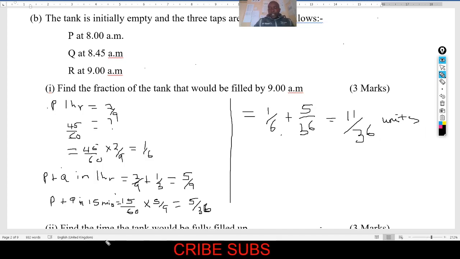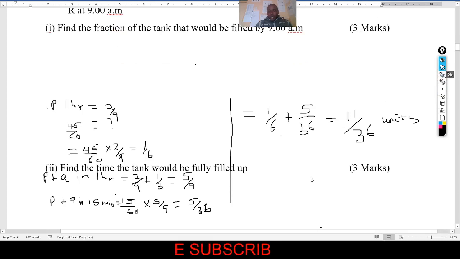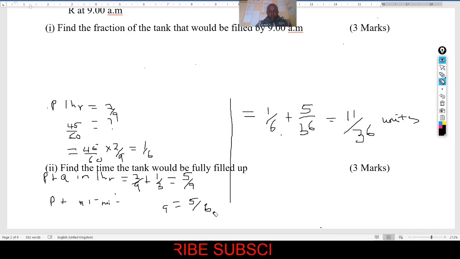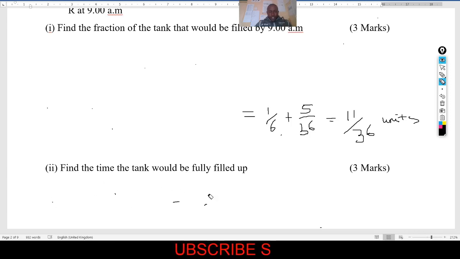That is the fraction of the tank. Now then, we are asked that we shall use all this that we have found here to handle this other question here. We are asked that we find the time the tank will be fully filled up. The time when the tank will be fully filled up.